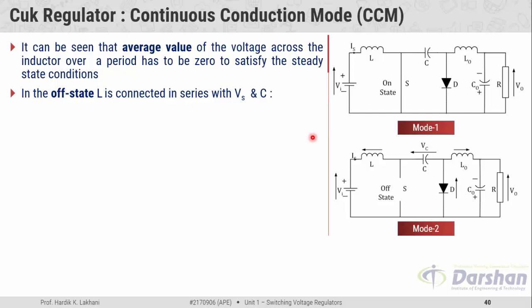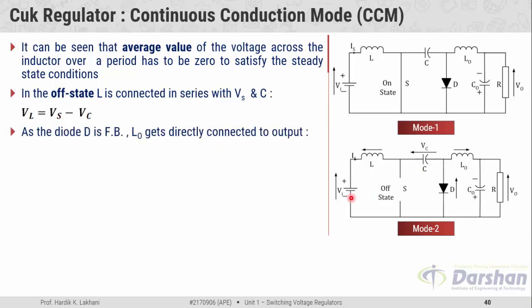In the off state condition, which is mode 2, L is connected in series with the supply and capacitor. So the voltage across the inductor should be input voltage minus voltage across capacitor. And here Vs means the input voltage. As the diode is in the forward bias condition, LO gets directly connected to the output. So the voltage across LO is equal to VO.